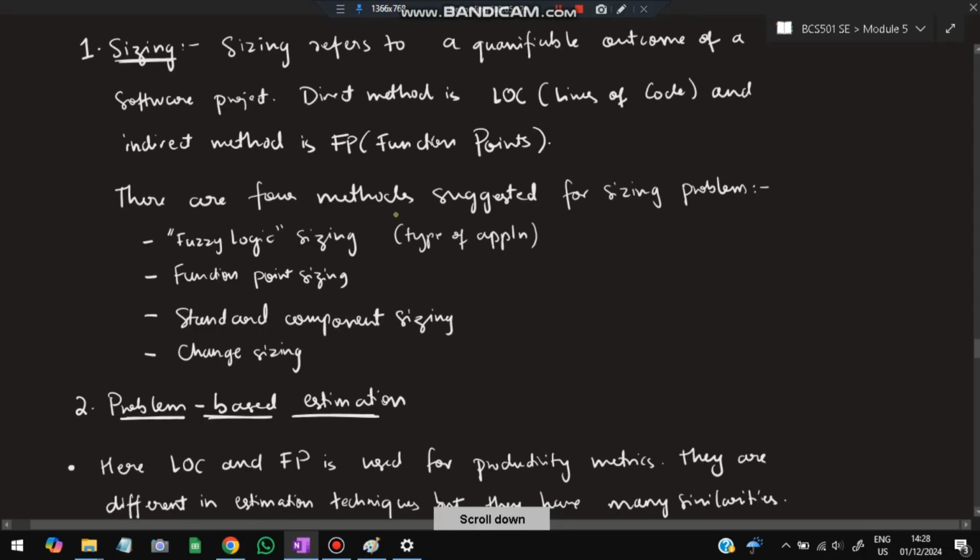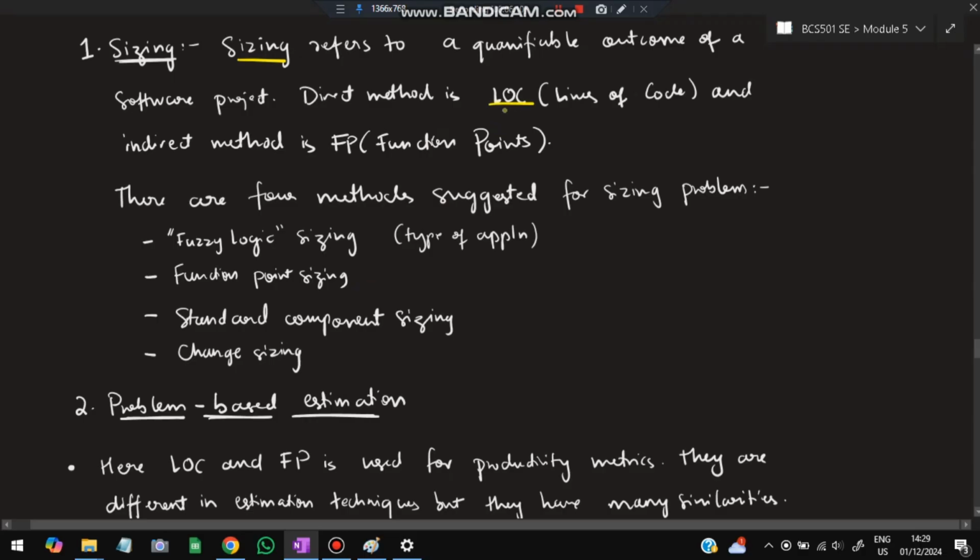There are four methods suggested for the sizing problem. First is fuzzy logic sizing: the type of application and the environment required for developing the project are taken into consideration. Function point sizing: what are the files required. Standard component sizing: what components are required, and whether quality product standards are there or not. Change sizing: if any change is required, what will the estimates be. These are used to calculate how much outcome we can get based on the quality and the input which we are giving.